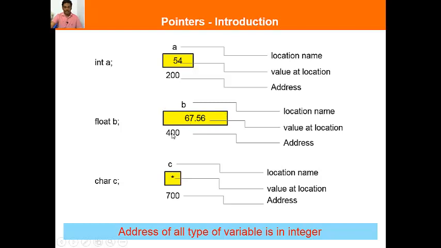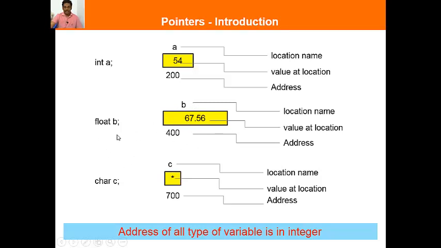So it also has some address. This is an integer one, and 200, 201 is this location's address. It occupies 2 bytes, but for internal operations it takes only the first byte address, 200. Here also it takes only 400 as the first byte address, but it is a float variable. It requires 4 bytes, and each and every byte has an address. So 400, 401, 402, 403. Those 4 byte addresses are the addresses for variable B.